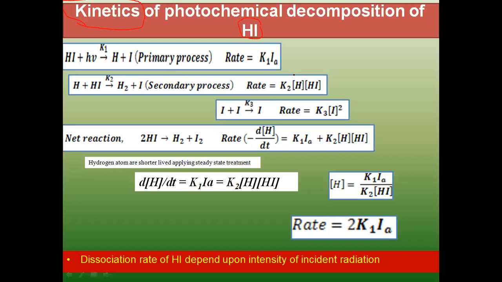Okay, so let me begin to understand how the kinetics of a photosensitization reaction occurs. The decomposition of HI does not happen in one step. There are different steps. The first step is the primary process. As we know, Bodenstein explained these two processes, primary and secondary processes.